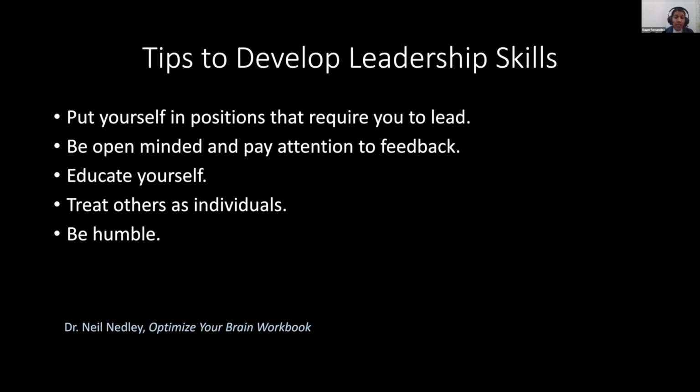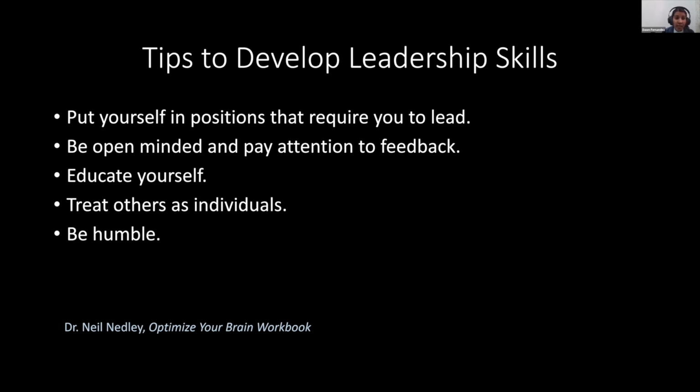Another important thing is to be open-minded, to listen to what the others in that team are saying, and pay attention to feedback, whether it's positive or negative, and to be able to think through the feedback without taking things personally, and see whether that feedback really makes sense.